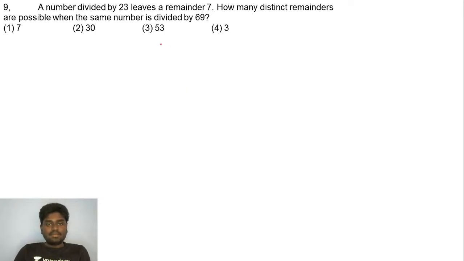That is, a number when divided by 23 leaves a remainder 7. How many distinct remainders are possible when the same number is divided by 69? So again, I can say that 23 is actually a factor of 69. That is nothing but 69. I can write this as 23 into 3, right?